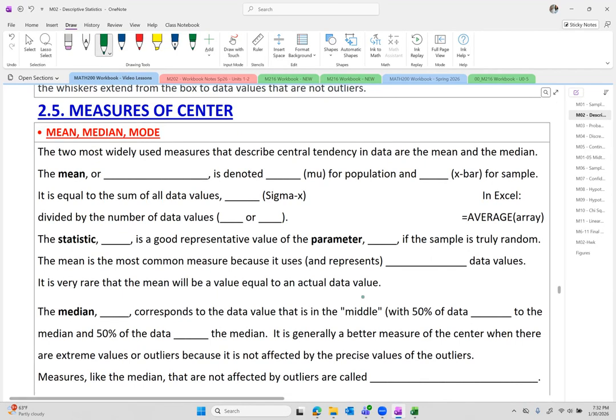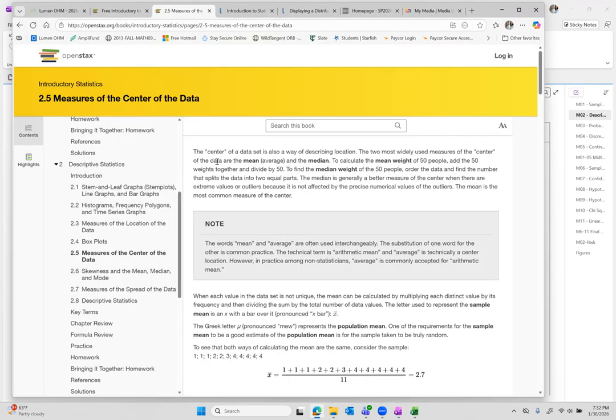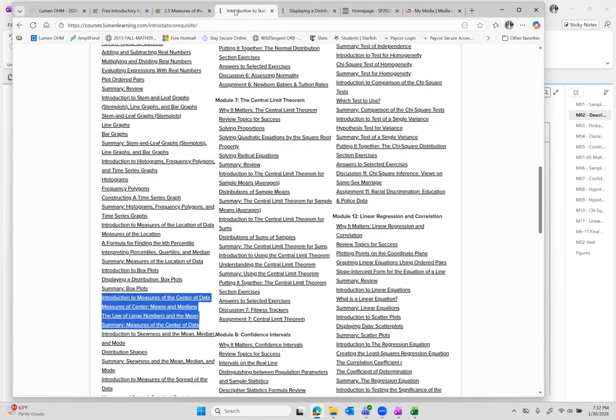Section 2.5, we will discuss measures of center. In the OpenStax Introductory Statistics book, this is section 2.5, and in the Lumen book, that will be in module 2, Introduction to Measures of Center of Data, Measures of Center, the Law of Large Numbers, etc., including some more units further down.